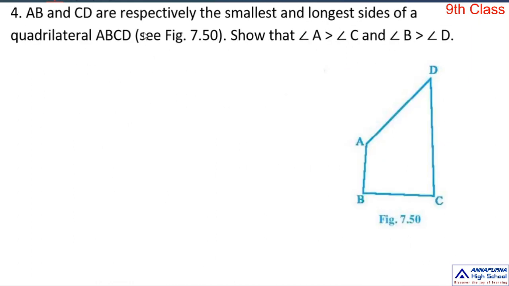Next, fourth problem. AB and CD are respectively the smallest and longest sides of a quadrilateral ABCD. See the figure. ABCD is a quadrilateral. What is the definition of quadrilateral? A simple closed figure formed by 4 line segments is called a quadrilateral. This is the quadrilateral ABCD.